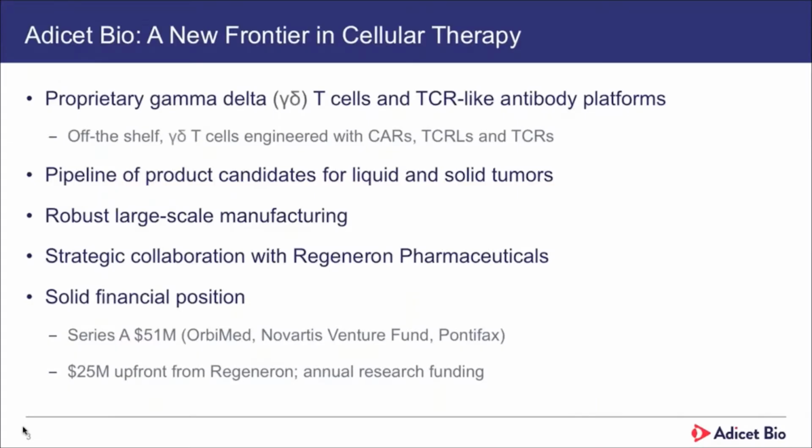So I'll start by giving you a little bit of background about who Assay is. We are developing an off-the-shelf gamma delta T cell product, which is composed of engineered gamma delta T cells with CARs, TCRLs, or TCRs. We are developing a pipeline of products that range from liquid and solid tumors. We've currently developed a robust large-scale manufacturing platform. Key here is that we have a strategic collaboration with Regeneron Pharmaceuticals.